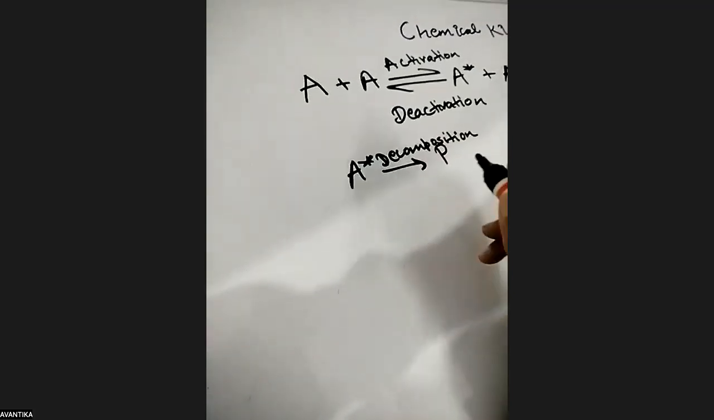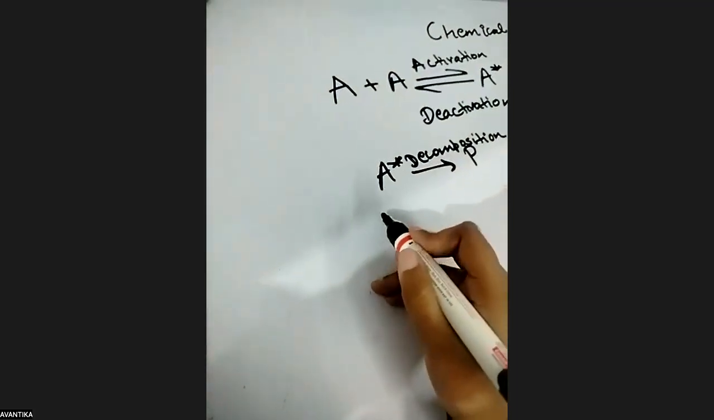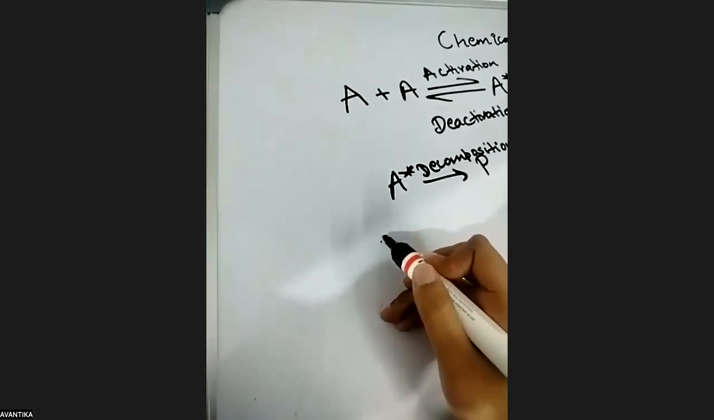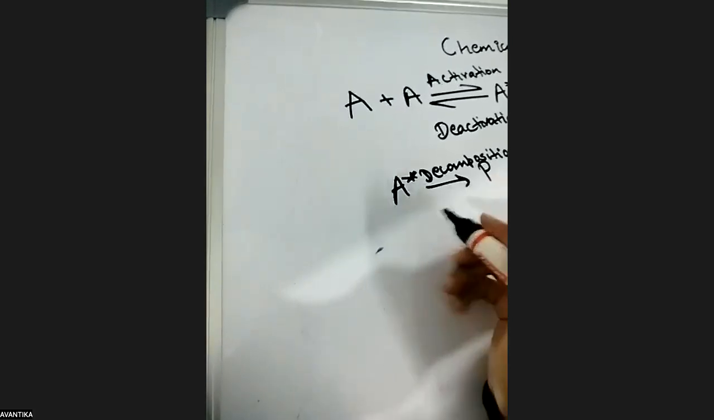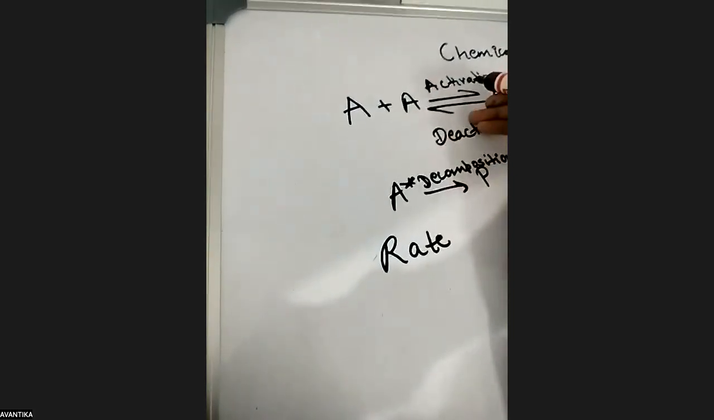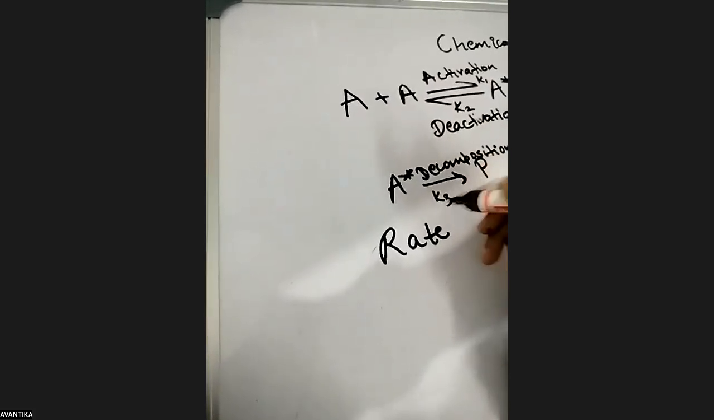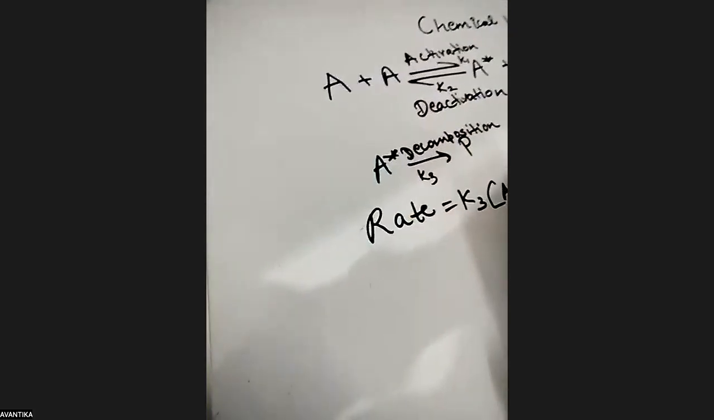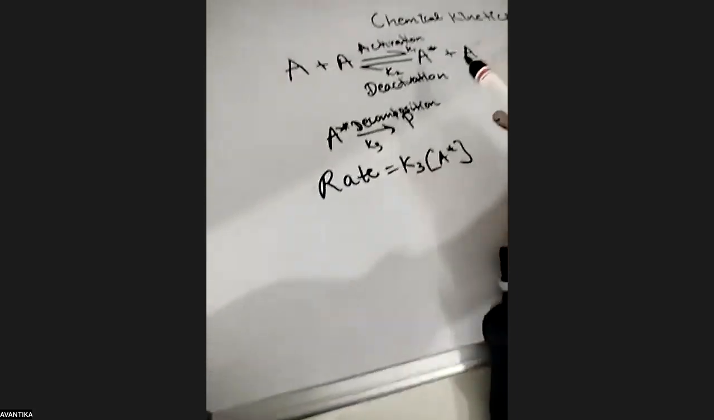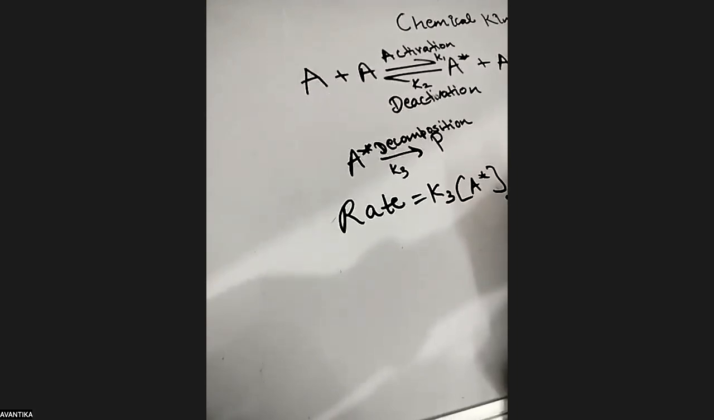So from Lindemann theory, let this be K1, this be K2, and this be K3. So here rate will be K3 A star. But here A star is also in this equilibrium reaction, so we will have to eliminate this.